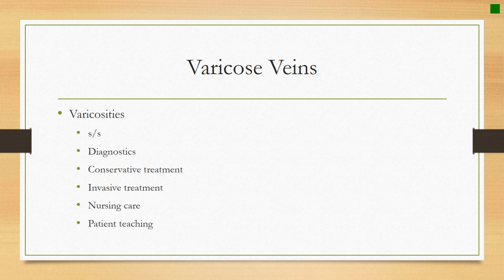Varicosities are irreversible. Diagnostics would be Doppler and venogram. Conservative treatment includes compression stockings, exercise, weight loss, and regular periods of leg elevation 2 to 3 times per day for 15 to 20 minutes above the level of the heart. Invasive treatment would be sclerotherapy. This is a medical treatment used to treat varicose veins and spider veins. Also laser surgeries, catheter-assisted procedures, vein stripping, and ambulatory phlebectomy.